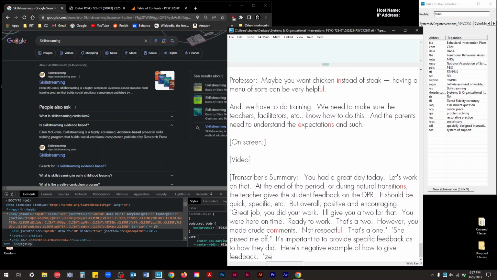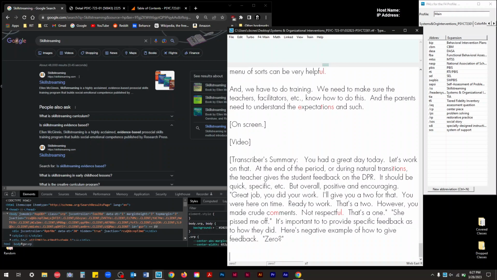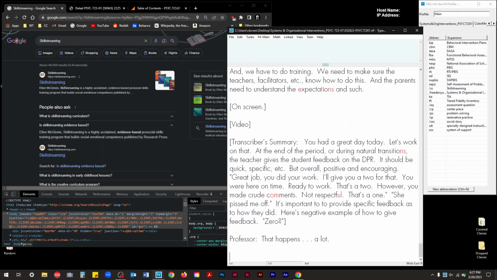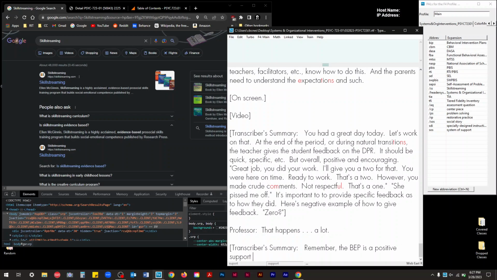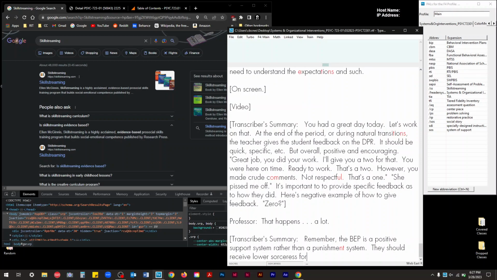It is the specific feedback on whether they met expectations or not, along with reinforcement for following and demonstrating the expectations that will lead to changes in behavior. Remember, the BEP is a positive behavior support system rather than a punishment system. Students should receive lower scores on their DPR if they are engaging in inappropriate behavior, but the DPR should not be used as a venting tool for teachers.